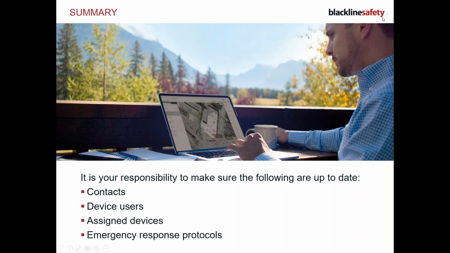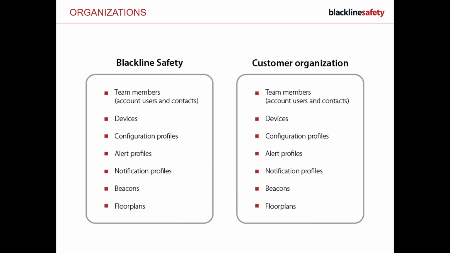I'm just going to quickly explain what the account structure looks like. Our Blackline Live system is known as an organization. So Blackline Safety, your company, another company, they're all known as organizations. In your organization, you have team members, devices, and so on. If you would like to share information with another organization, you can do this by requesting a relationship with them, and then you could share each other's organization if you needed to do that.